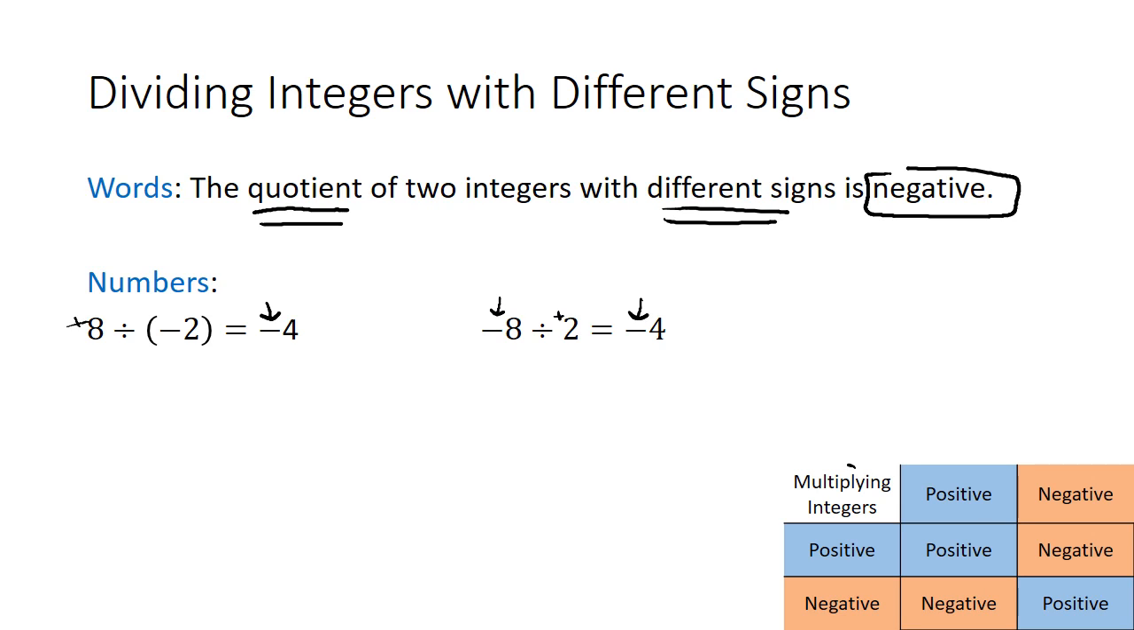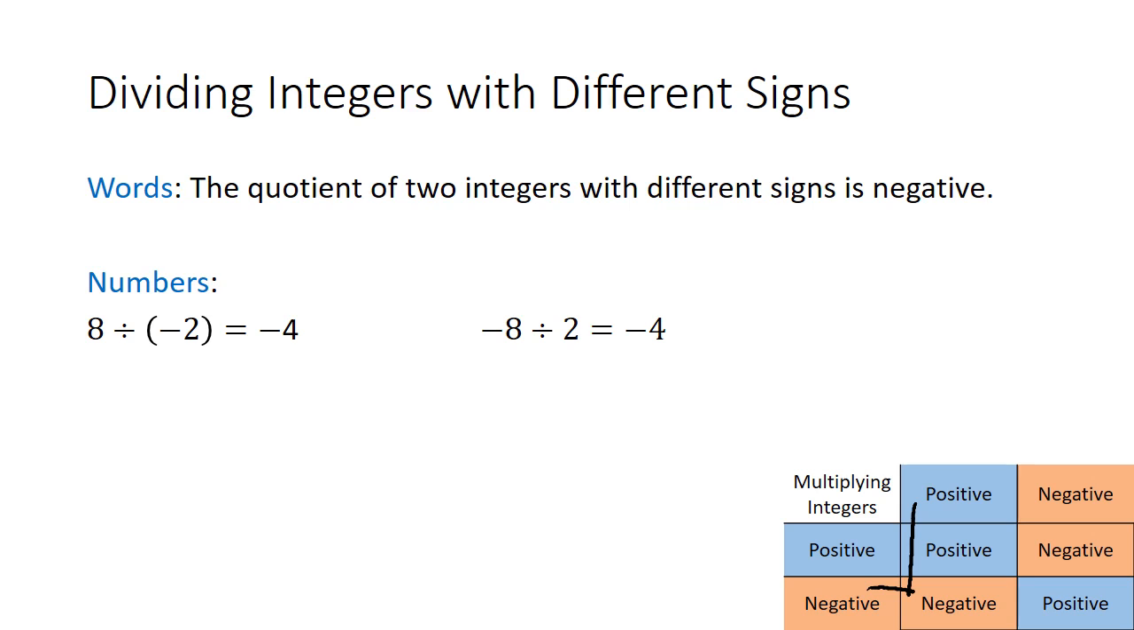So again, just like our multiplying integers table we had yesterday, we have the same properties. When we're dividing a positive by a positive, we get a positive. When we're dividing a negative by a negative, we get a positive. When we start looking at dividing negatives and positives together, what we can see is that a positive divided by a negative is going to give us a negative, and a negative divided by a positive is going to give us a negative.